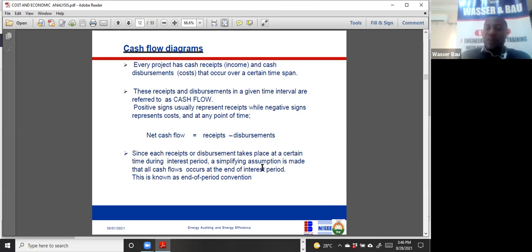Since each receipt or disbursement takes place at a certain time during the interest period, a simplifying assumption is made that all cash flows occur at the end of the interest period. Now, there are some interests you pay at the beginning, some you pay at the end. But for the purpose of our training, we are assuming the end-of-period convention. So if you take interest now, you pay the interest in January, and it starts using the money. But for some, it is at the end of December that you use the money.